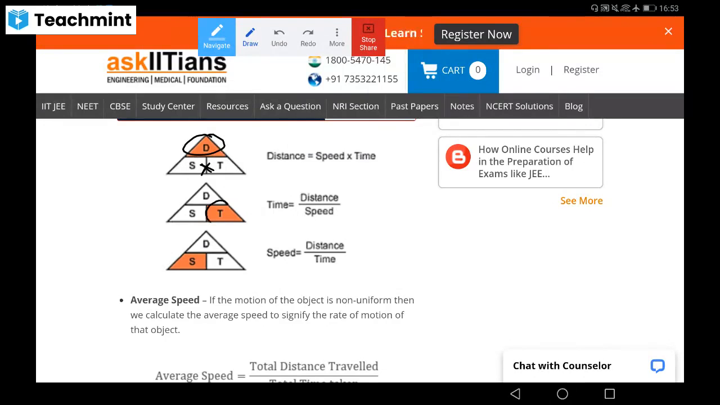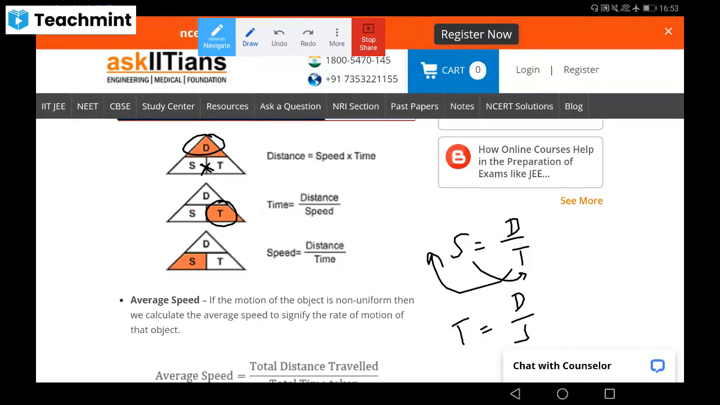Now if you take t, that is time. So speed equals distance by time. So time, if it comes here, time is equal to distance, speed will go here. Distance upon speed. So time is equal to distance upon speed. We have a line over here which separates the numerator and the denominator. So t is equal to d upon s. In the same way, the speed formula is speed equals d upon t.